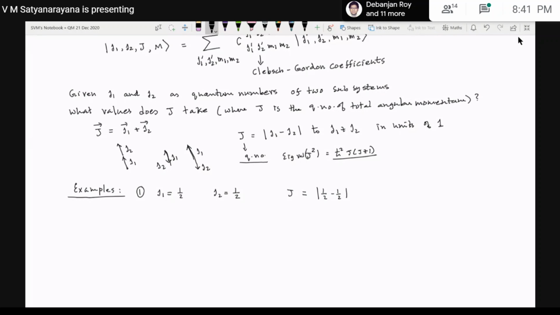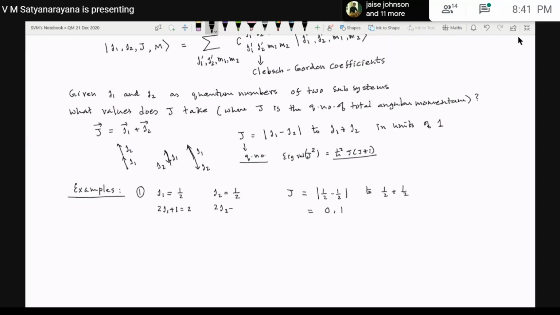So this is half plus half. Now you have only two values, that is 0 and 1. So J can take values 0 and 1. Now look at this expression: if J1 is equal to 1, then 2J1 plus 1 is equal to 2.